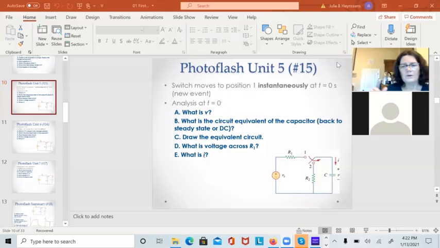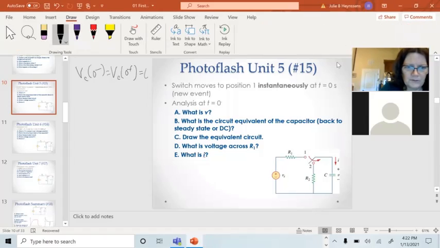Okay, what we decided when moving from position 2 to position 1 is that in position 2, VC of 0 minus equaled VC of 0 plus equaled 0 volts. This is about where we were at. And in my t equals 0 plus circuit, I had a voltage source, 240 volts, I had a 6K ohm resistor, and I had a capacitor charged with 0 volts across it.